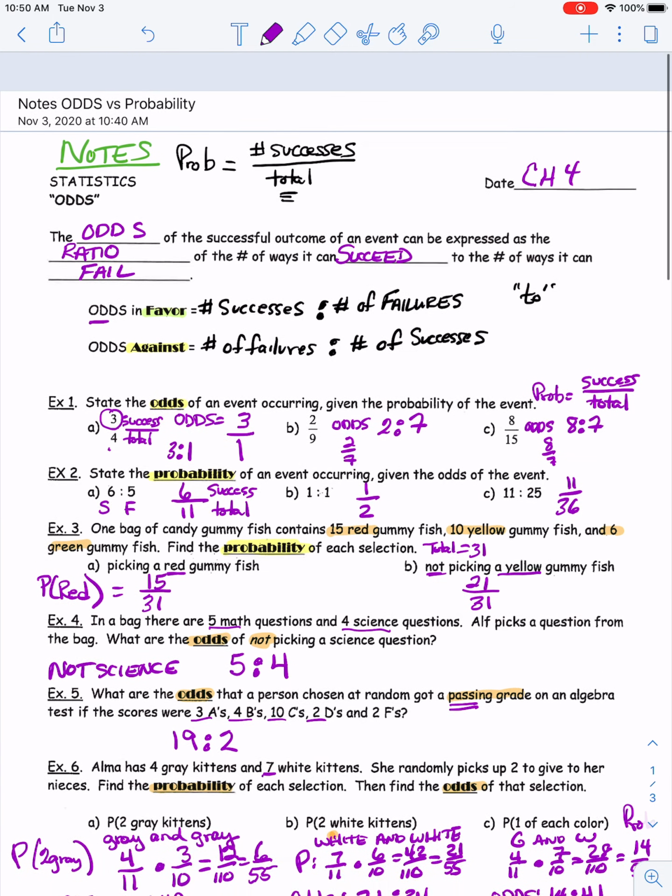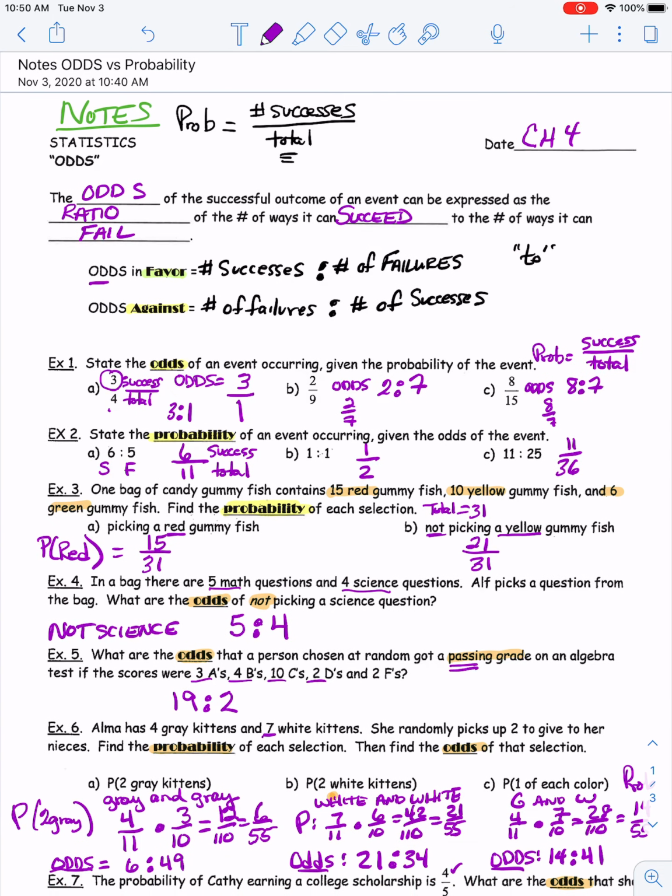Bottom line, when you're doing a problem that involves the odds, you have to pay attention to the order in which they ask you the question. Remember, it is success to failure or failure to success, whereas probability is always going to be success to total.